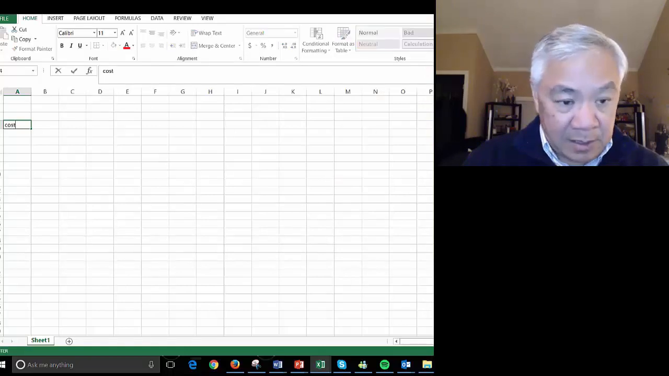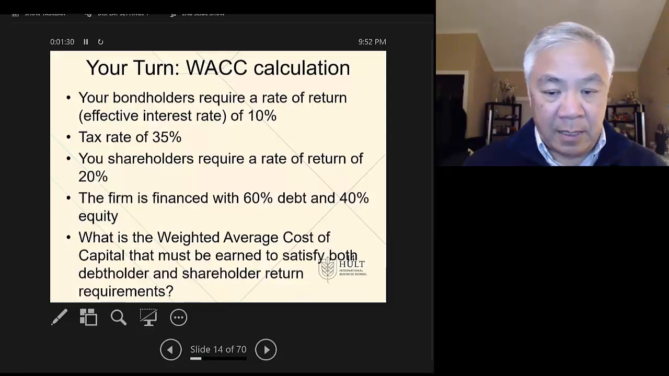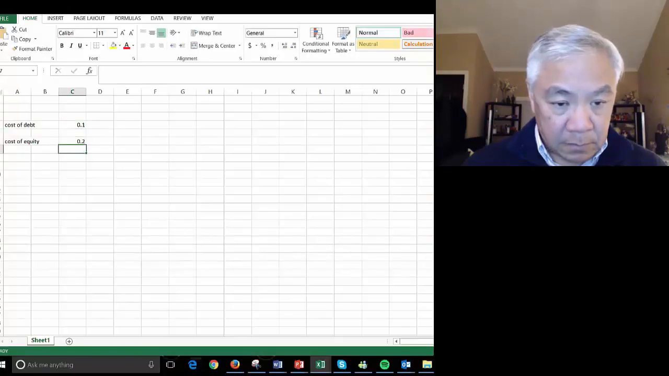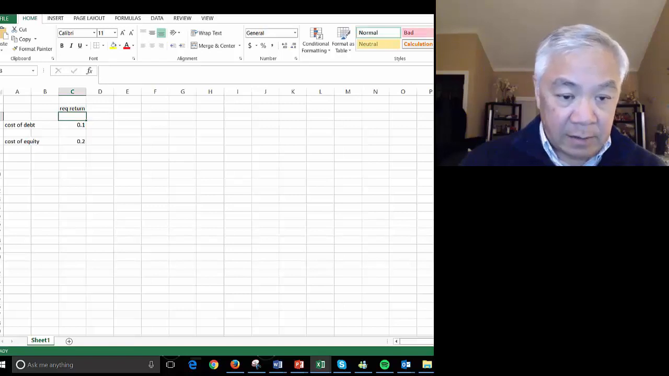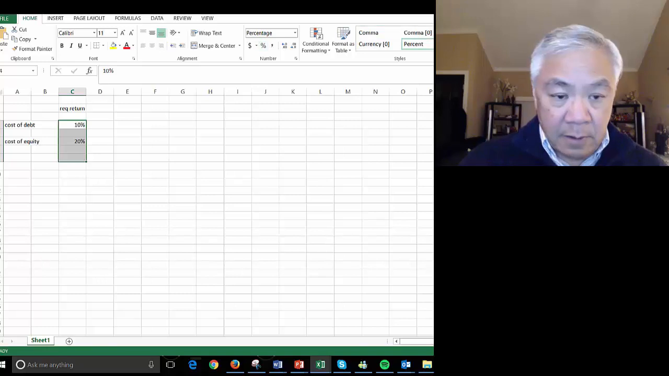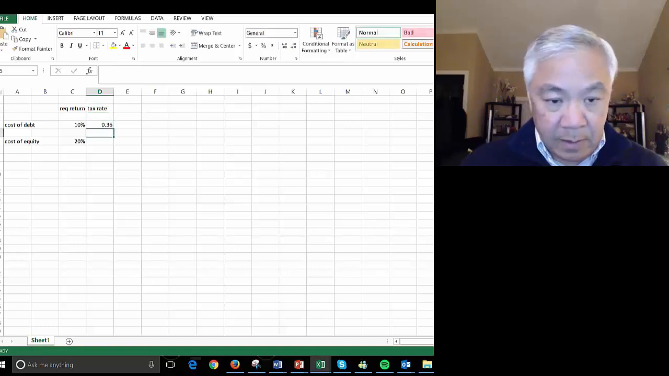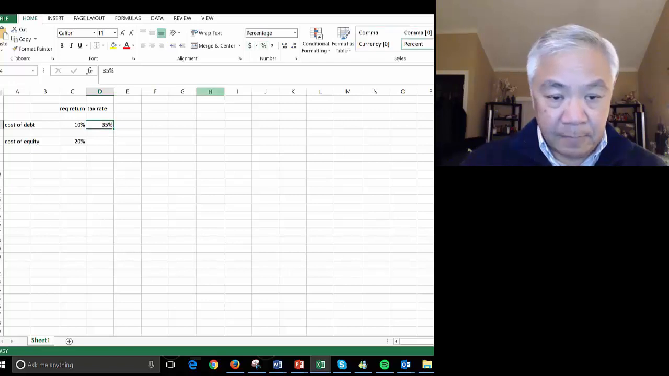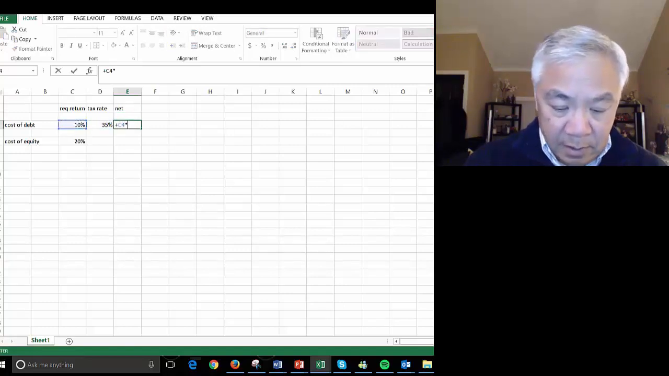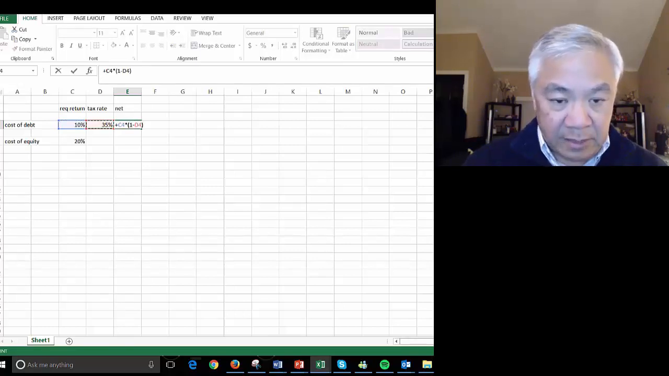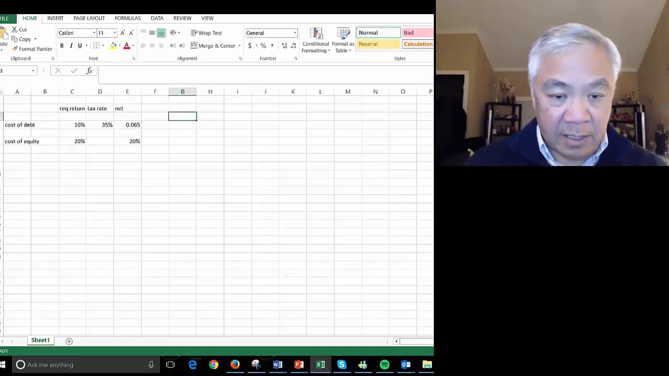So we'll start with the cost of debt, and then we'll have cost of equity, and the amounts were 10% and 20%. So this is the required return. And let's format it. So just shade it and hit the percent. And then we have a tax rate of 35%. And let's also show that as a percent. So the net, if you will, here would be plus 10% times 1 minus the tax rate. We'll use that quite a bit, the 1 minus tax rate. And there is no adjustment necessary for equity. So now we have the net costs, and then we need the weights.